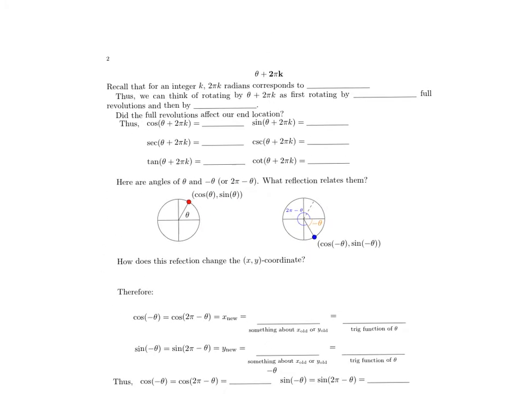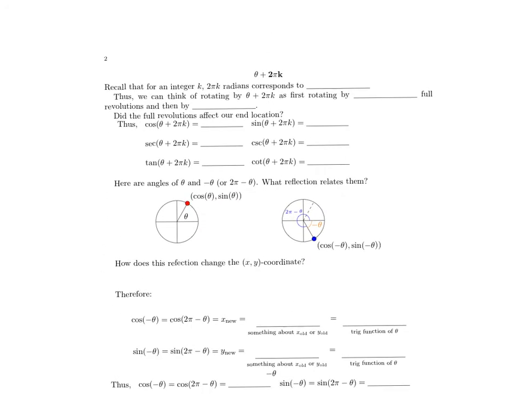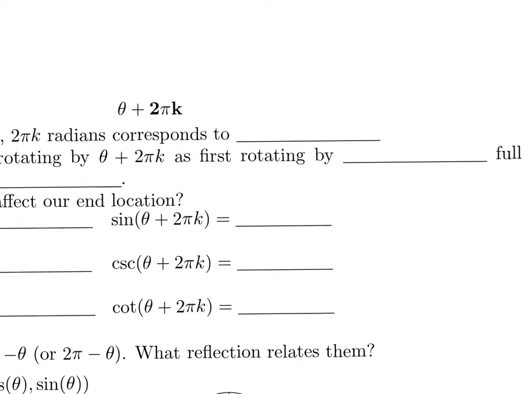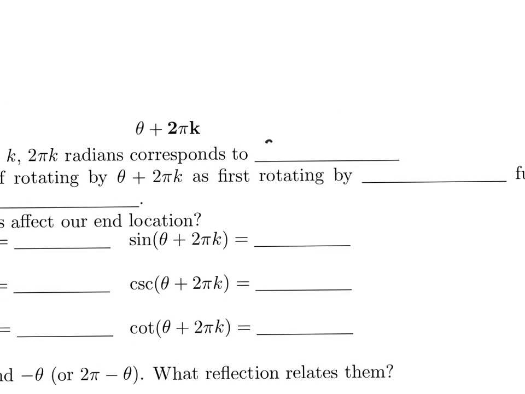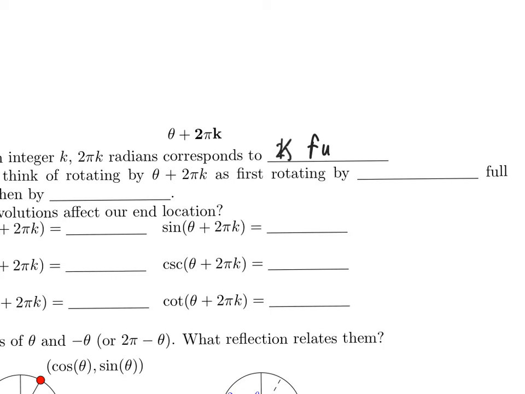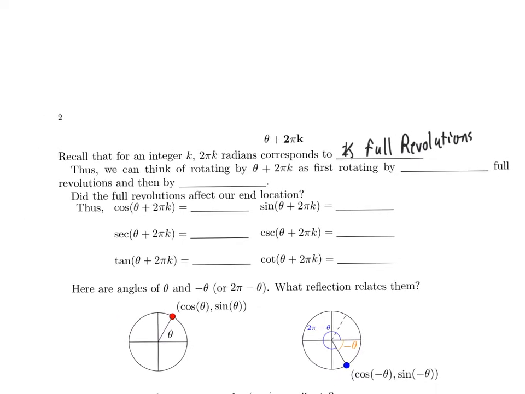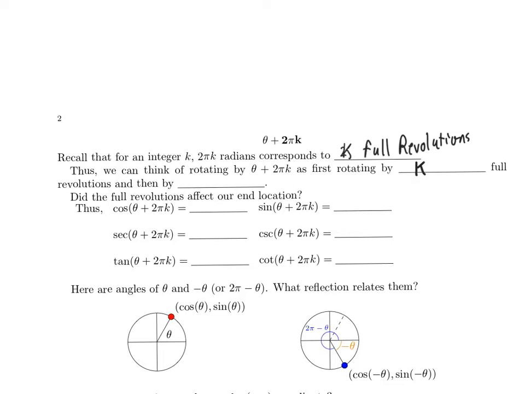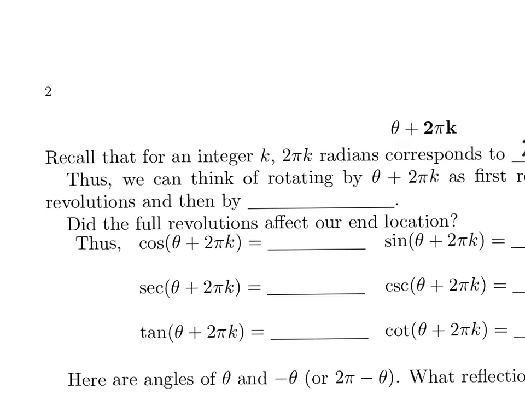So let's get started. Let's think about an angle of theta plus 2 pi k. Well, let's think of it this way. For any integer k, 2 pi k radians corresponds to what sort of angle? Well, it corresponds to 2k full revolutions. So if you want to understand an angle of theta plus 2 pi k, you can understand it by first rotating by k full revolutions. So spin all the way around the circle k times, and then additionally by theta radians.